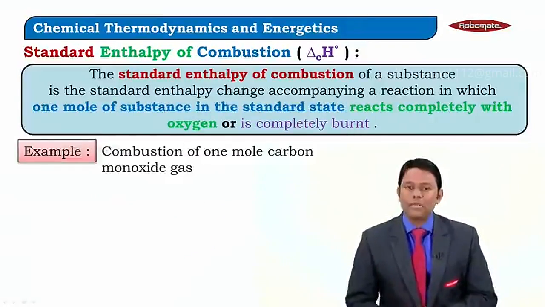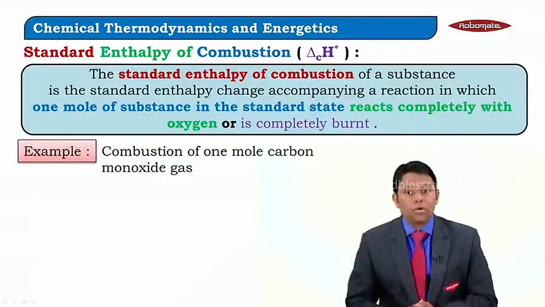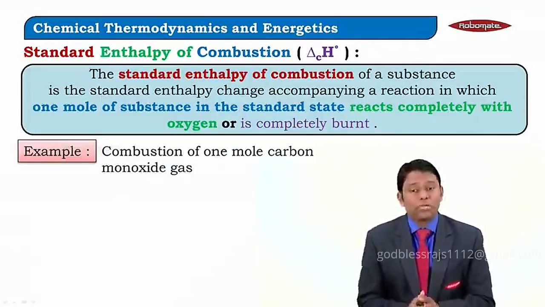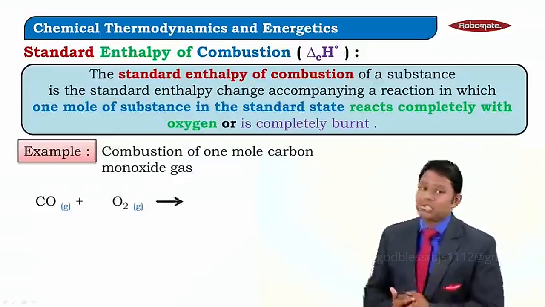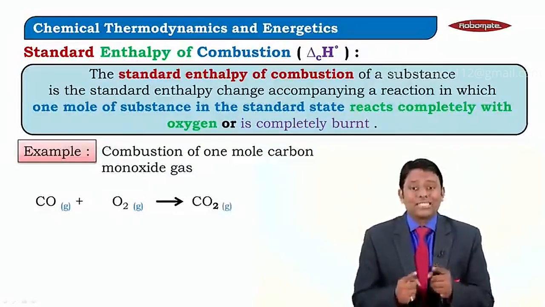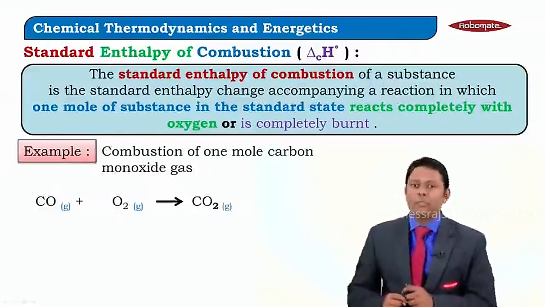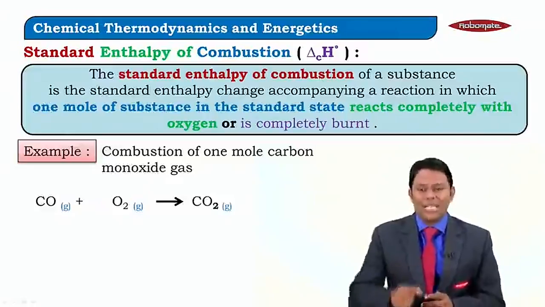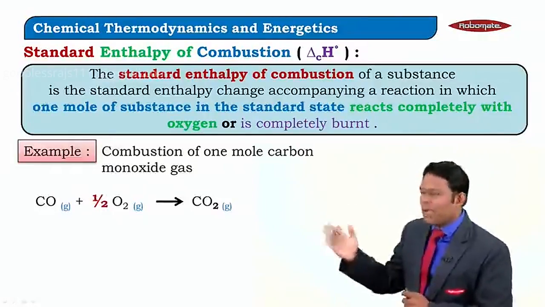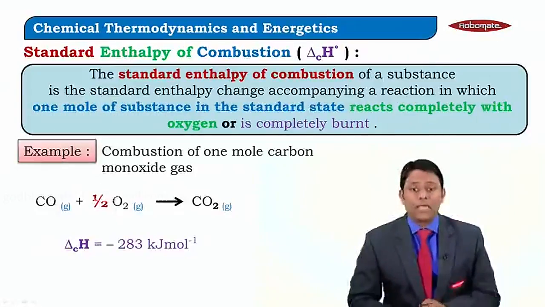Let's take one more example. It is combustion of 1 mole of carbon monoxide. Carbon monoxide is nothing but CO, combustion reaction with oxygen. So can I say it will give you the answer as carbon dioxide. Since it is combustion of carbon monoxide, we cannot change the balancing part of carbon monoxide. Then in that case the equation will become 1 mole of carbon monoxide reacting with half mole of oxygen to give you 1 mole of carbon dioxide.